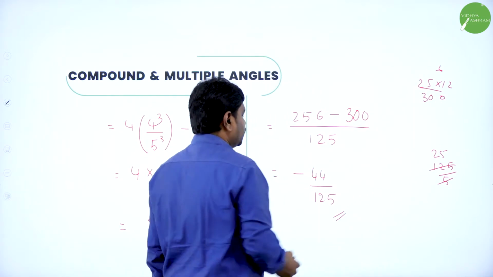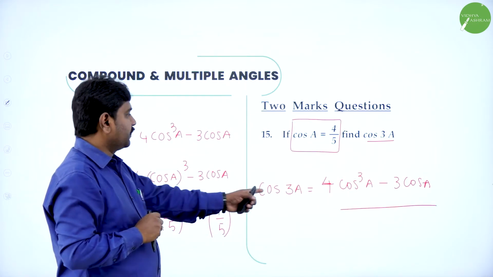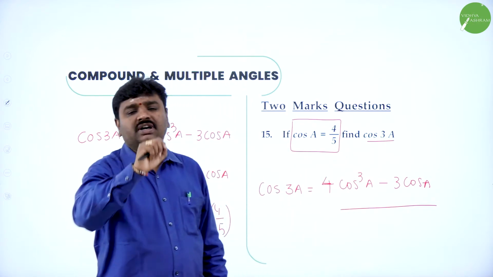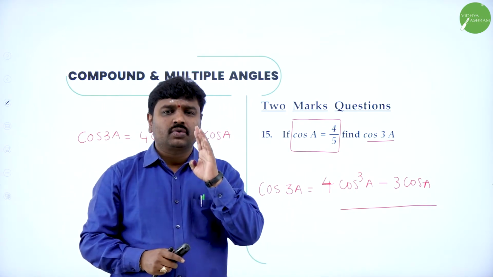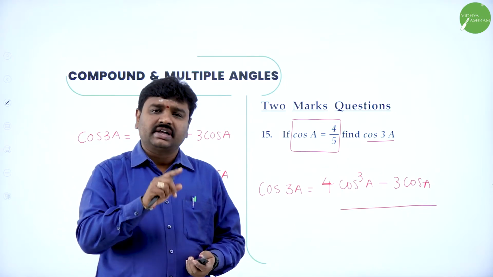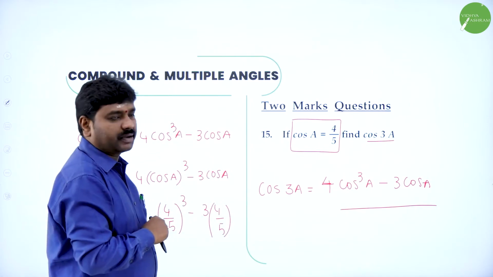So here they want you to find cos 3A. If you want to find cos 3A, you should know the multiple angle formula for cos 3A. What is cos 3A? 4 cos cube A minus 3 cos A. Cos 3A, sin 3A, tan 3A, all three values you should memorize so that you can apply.